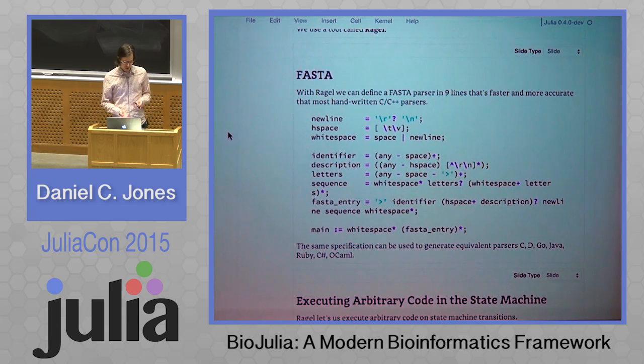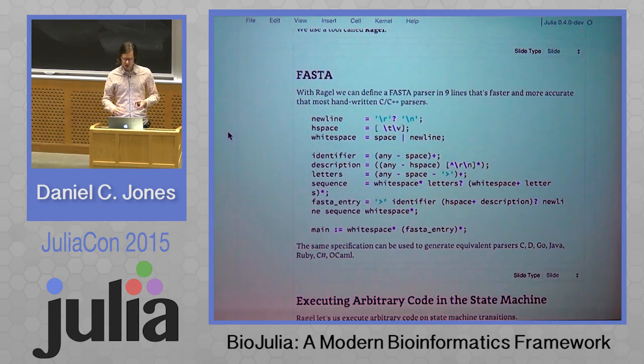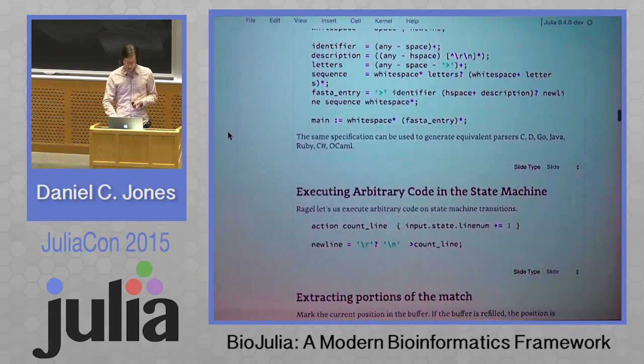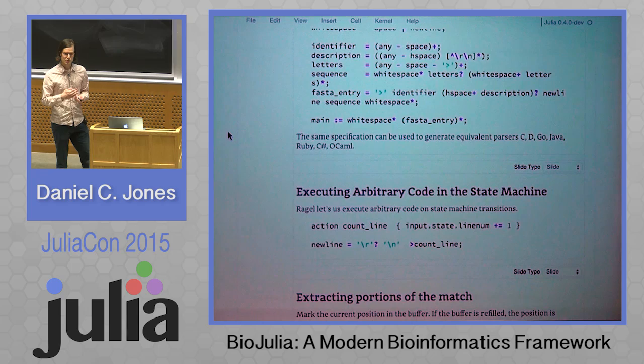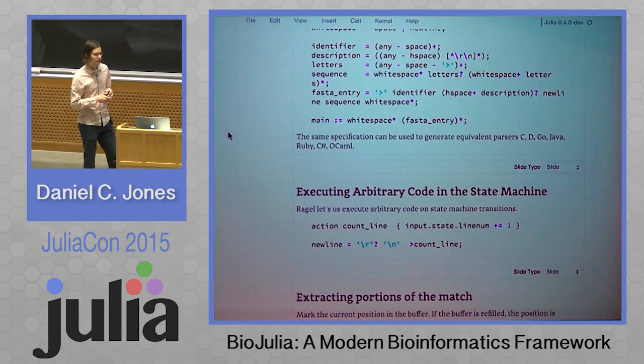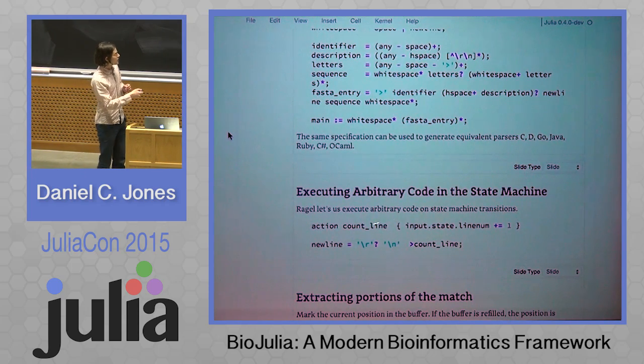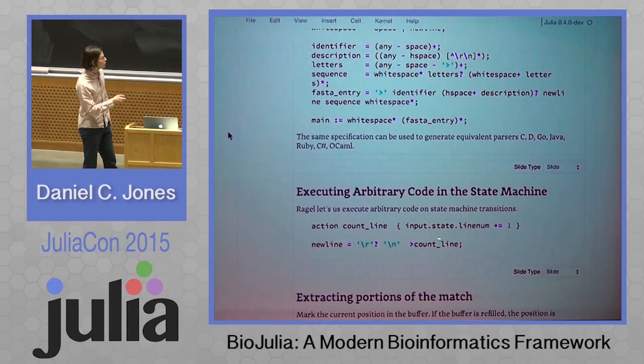One of the really cool things that Ragel gives us is that we can embed arbitrary Julia code into the state machine. Here's a trivial example. We want to count line numbers so we can say, if there's a parser error, what line it occurred on. So we can define an action here in Ragel, which is just some arbitrary Julia code. And then we annotate this newline portion of the state machine with this, which says, when you enter a state that's associated with newline, execute this code.